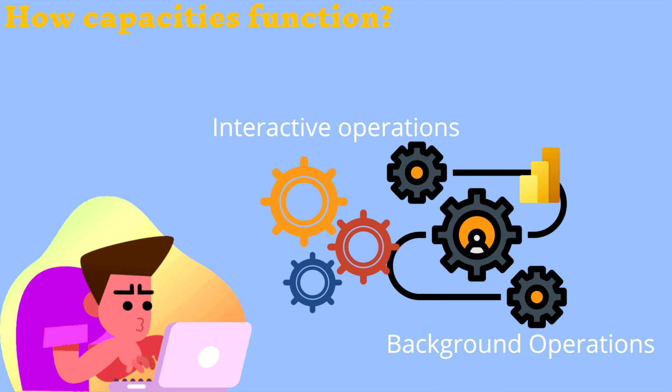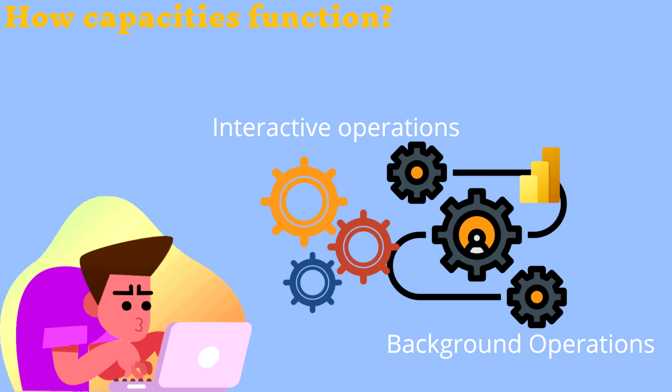Your interactive operations include rendering requests and responding to user interactions. For example, whenever somebody is doing filtering, Q&A, querying, etc. While background operations include dataflows, import model refreshes, and dashboard query caching. So those are the two different kinds of operations that work whenever any Power BI report is being rendered or something is happening in the background of that report.